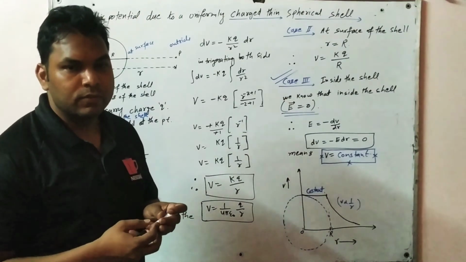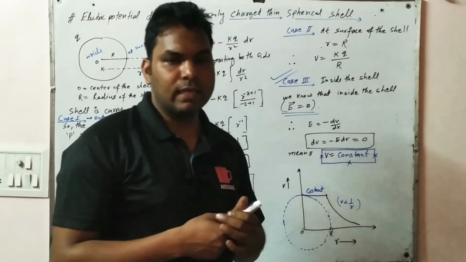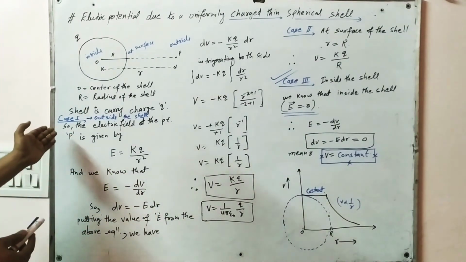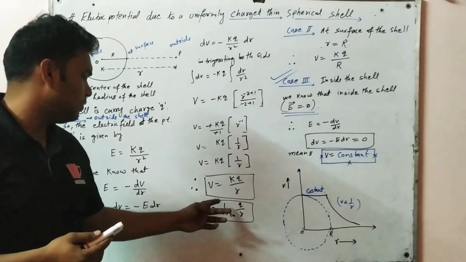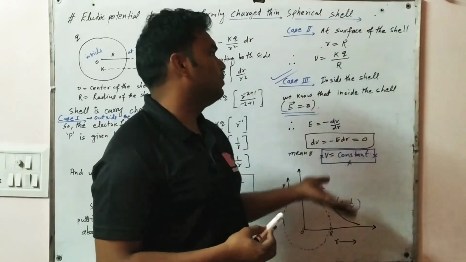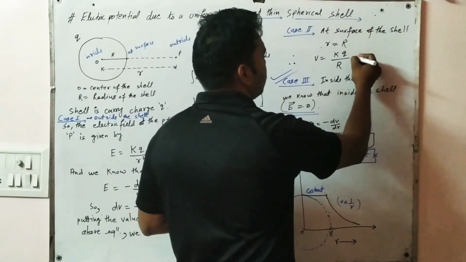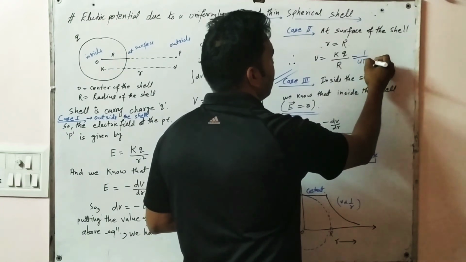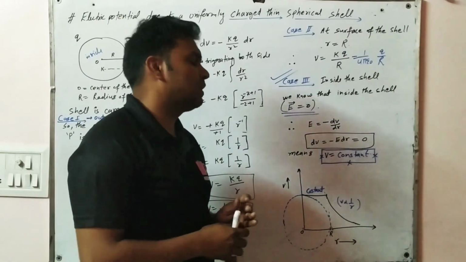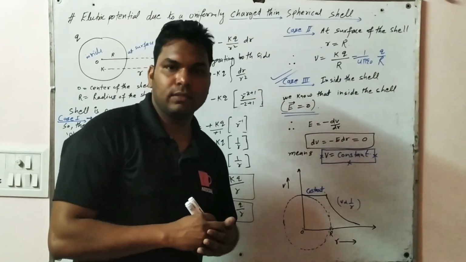Clear? So that's all for today's topic, for this lecture. Please remember these points. Outside the shell, the value of the potential is V is equal to 1 upon 4 pi epsilon naught Q upon r. At the surface of the shell, the value is V is equal to kQ upon R, or 1 upon 4 pi epsilon naught Q upon capital R. Inside the shell, the electric field is 0, but the electric potential is constant. Okay, this is the graphical representation. Thank you.